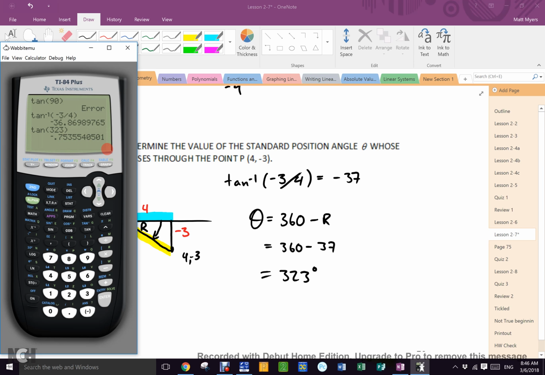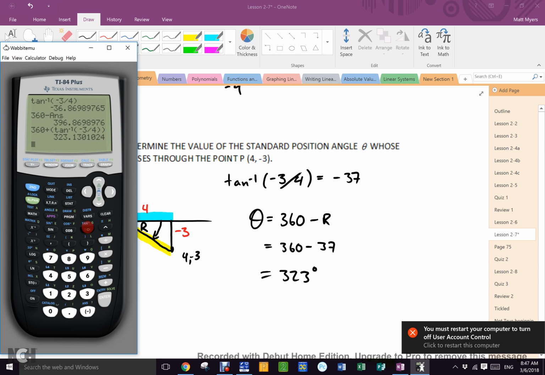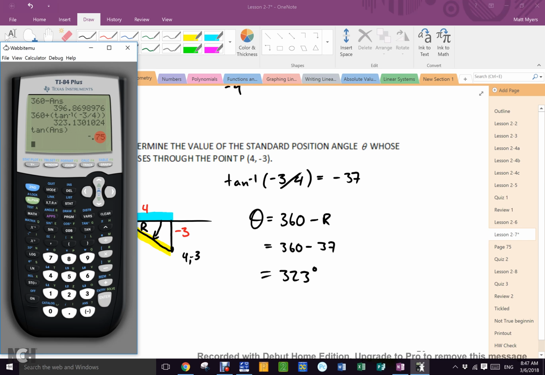Well, that's all the decimals because remember we rounded to 37. Now watch this. Shift tan negative 3 divided by 4. There, right? 360 minus my answer, which was my reference, yes? Oh, wait, that's probably not going to work. Yeah, that didn't work. I needed to do 360 plus because it's a negative, right? So 360 plus bracket, shift, tan, negative 3 divided by 4, close brackets, equals 323.13, yes? Now, tan of the actual answer, 323, not the rounded one. Everybody cool?